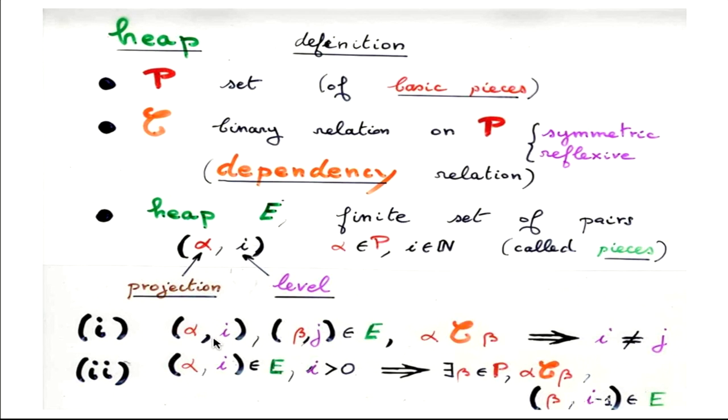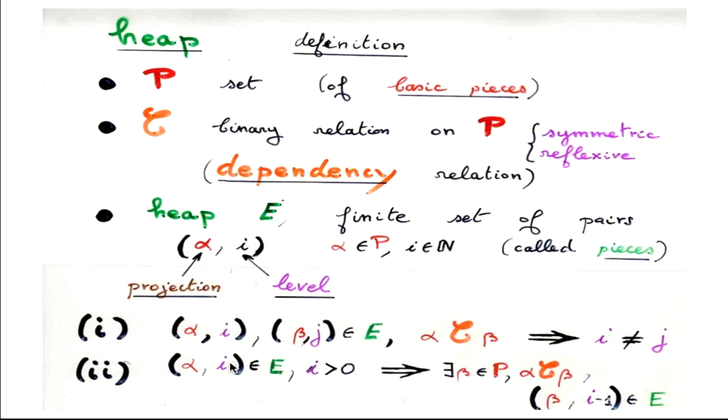So condition 1: if you have two elements of the heap at levels I and j with a projection, I call this the projection, the first component, such that the projections alpha and beta satisfy the dependency relation C bolt, then the levels must be different. Intuitively, if they are at the same level, they cannot be dependent. Dependency means they are going to hit each other.